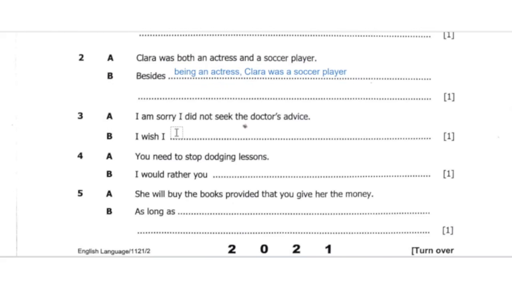Question number three: I am sorry, I did not seek the doctor's advice. So you're apologizing for not going to the doctor for advice. Maybe you are sick, and you didn't take time to go to the doctor for a checkup, so that you could get the doctor's advice about your health. So you'd write it using I wish I. We can say, I wish I had sought the doctor.